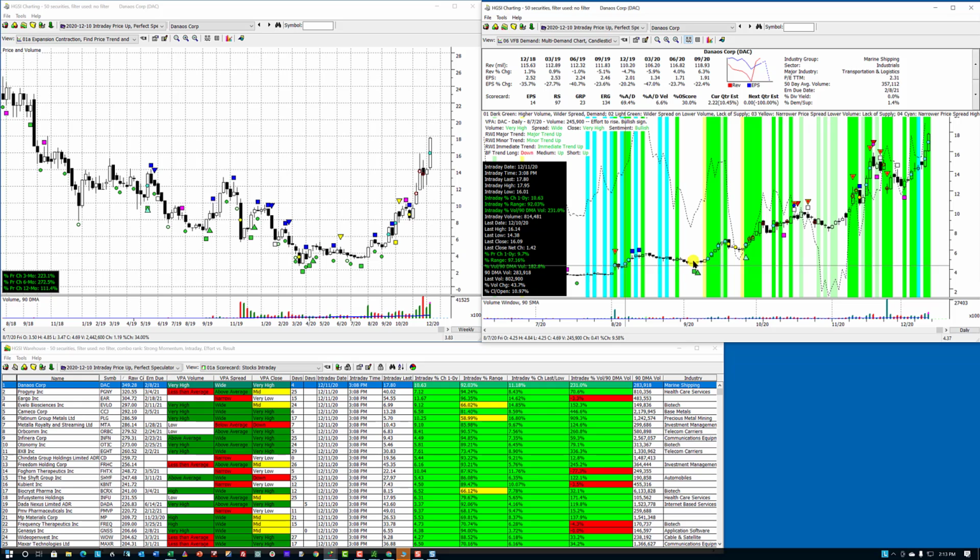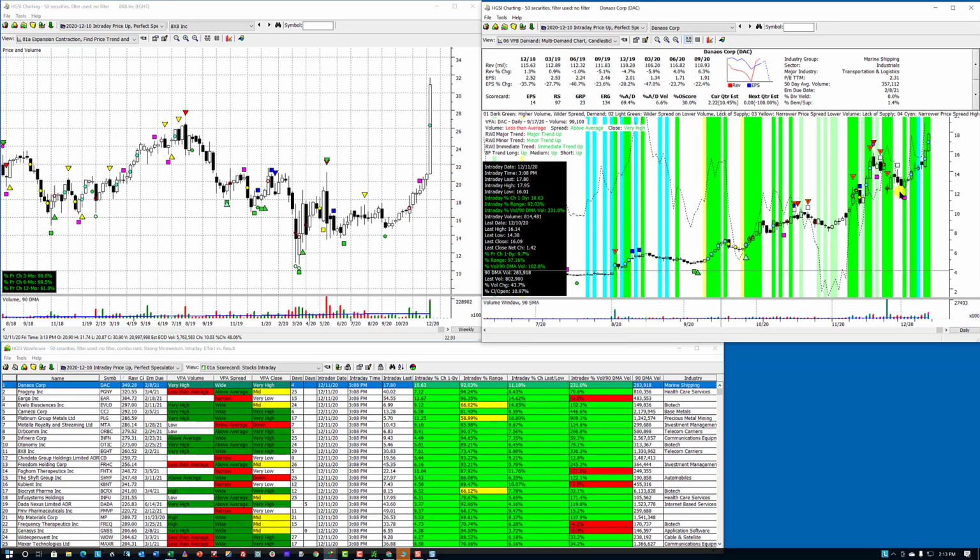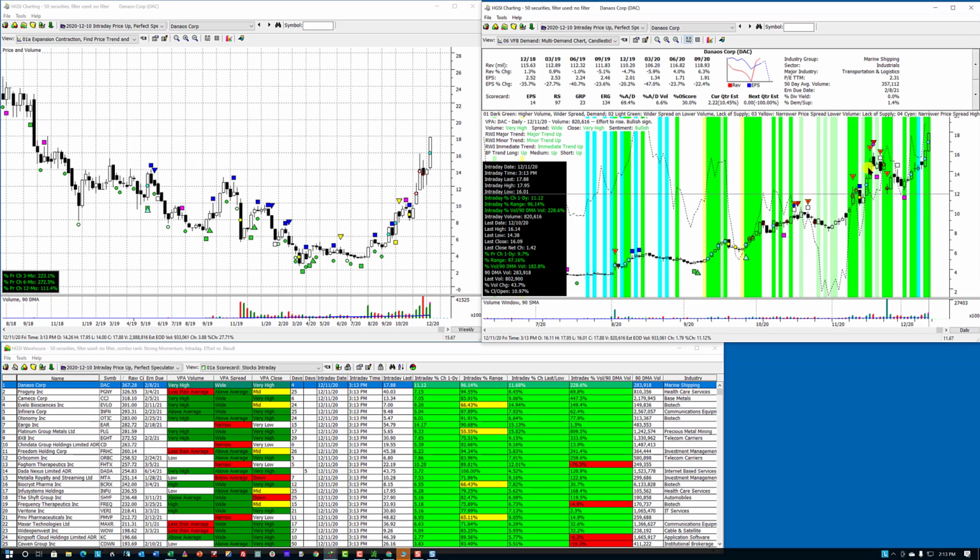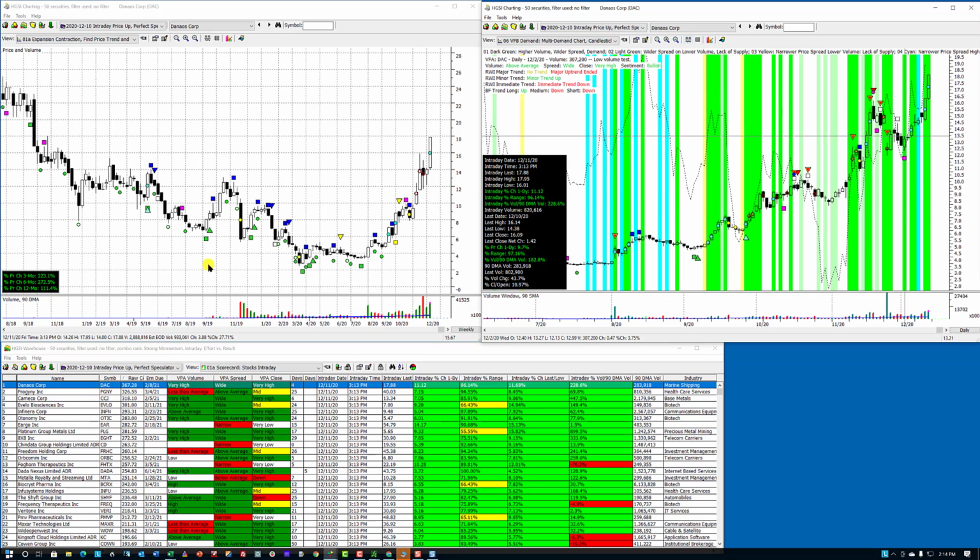here, you can see that it came down and tested that support area, but there were multiple efforts to rise here, and then a little pullback, but we had a series of higher lows and higher highs all the way up. And of course, chasing it here caused some pain on the way back down, but this low volume test was the beginning of this move up.